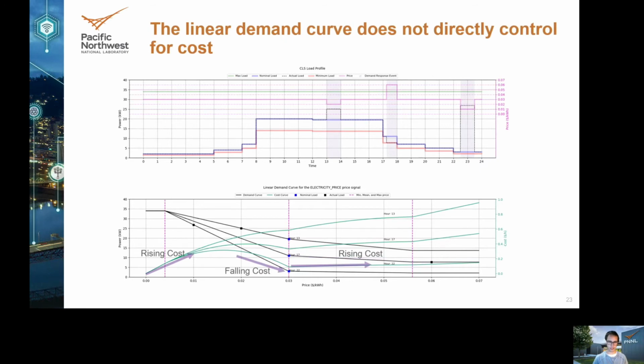And so what we just saw showed how the load can deviate from nominal based on the demand curve and how the price changes. And from a design perspective, this curve has the advantage of being simple to create because it's only defined by 3 inflection points. It also has the advantage of providing lighting service such that an incremental change in price will result in an incremental change in load. But by looking at the cost curve, it can be seen that the linear demand curve doesn't actually directly control for cost because the cost can go up or down depending on the nature of the curve.